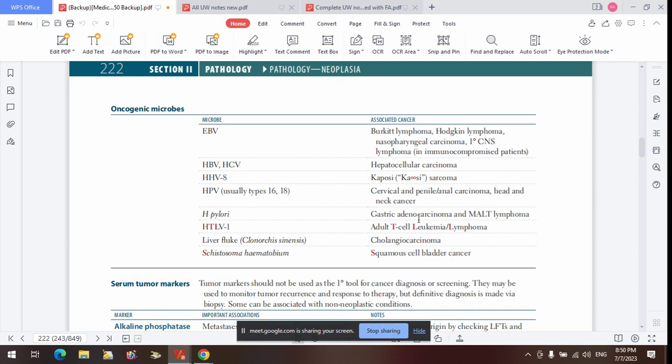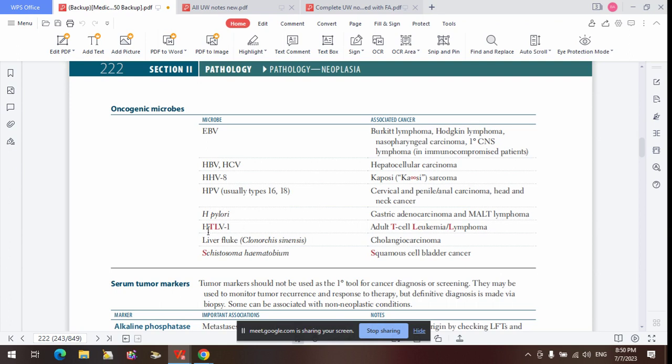So human papilloma virus can cause cervical cancer, penile cancer, anal cancer, as well as oropharyngeal cancer. And all of them are squamous cell cancer. We want to remember the serotypes for human papilloma virus: 16 and 18. Those are the ones that cause cancer. 16 and 18.